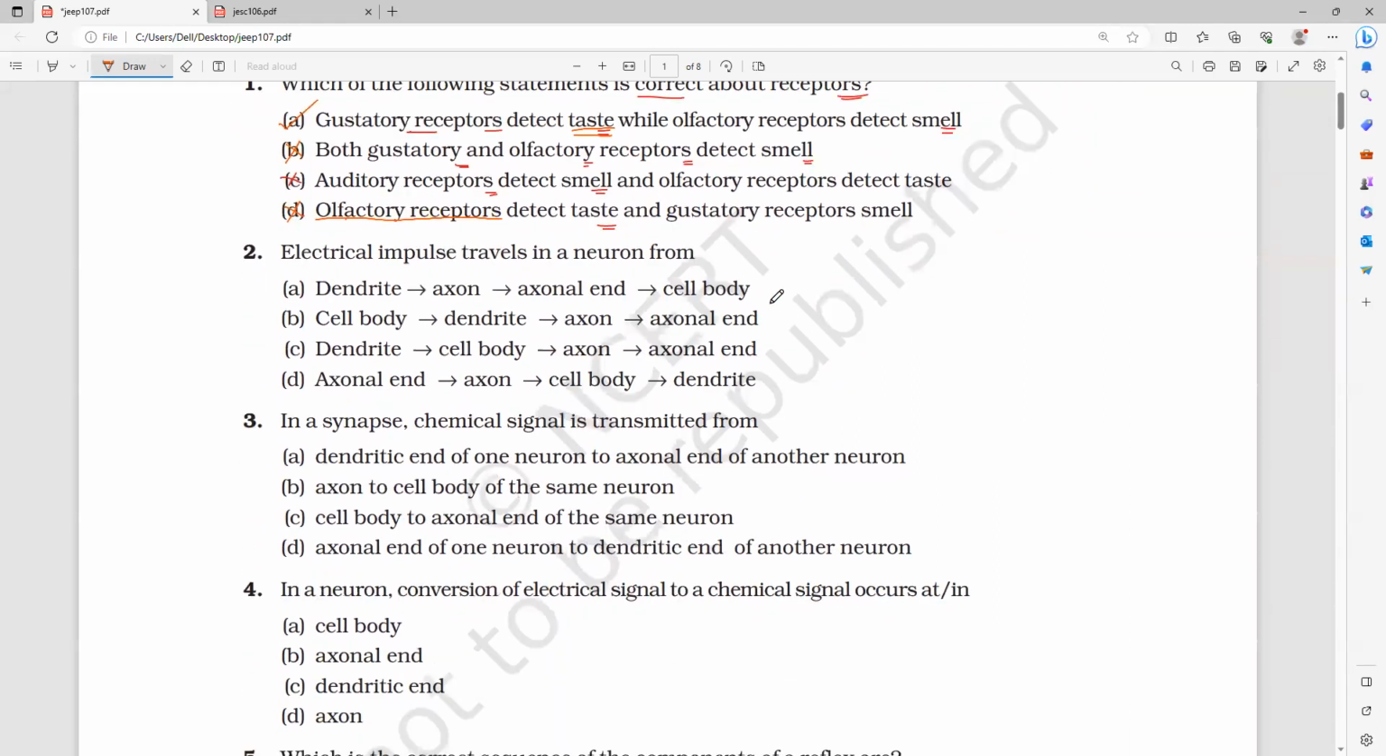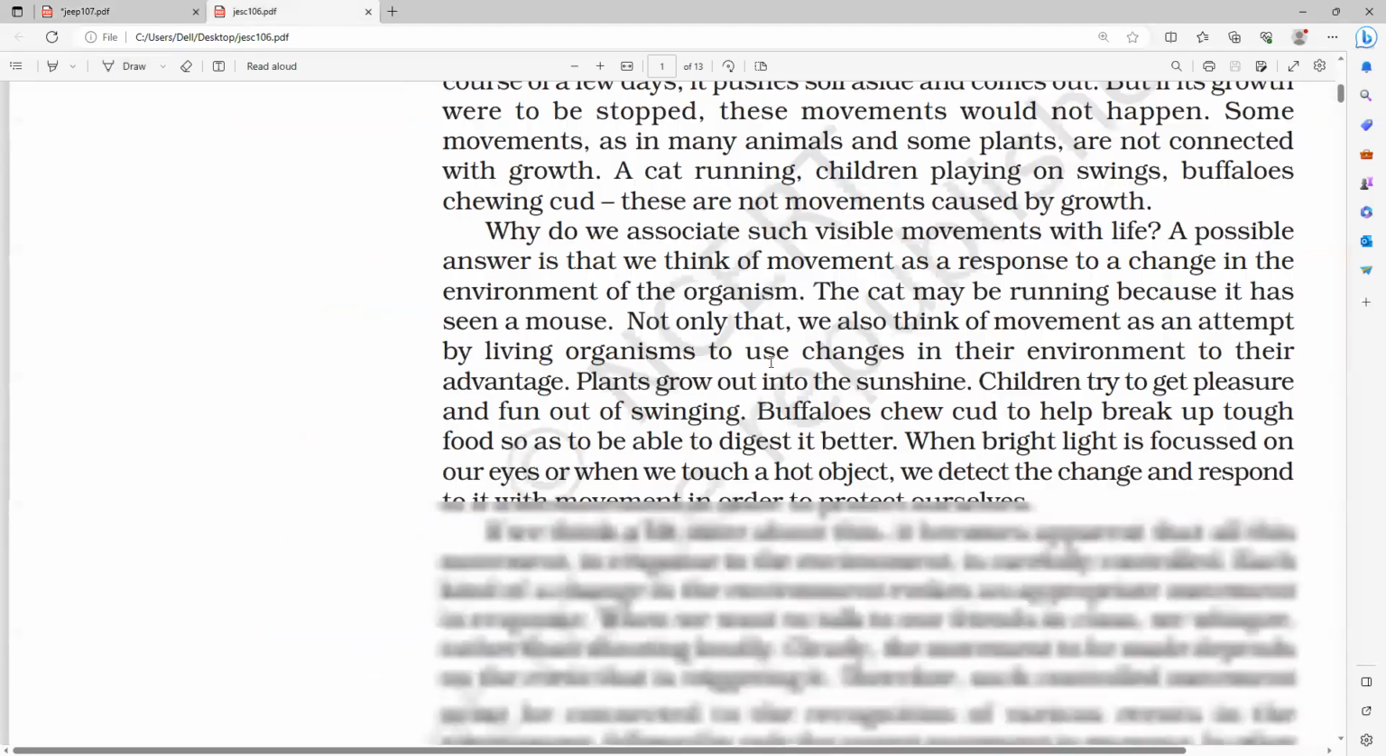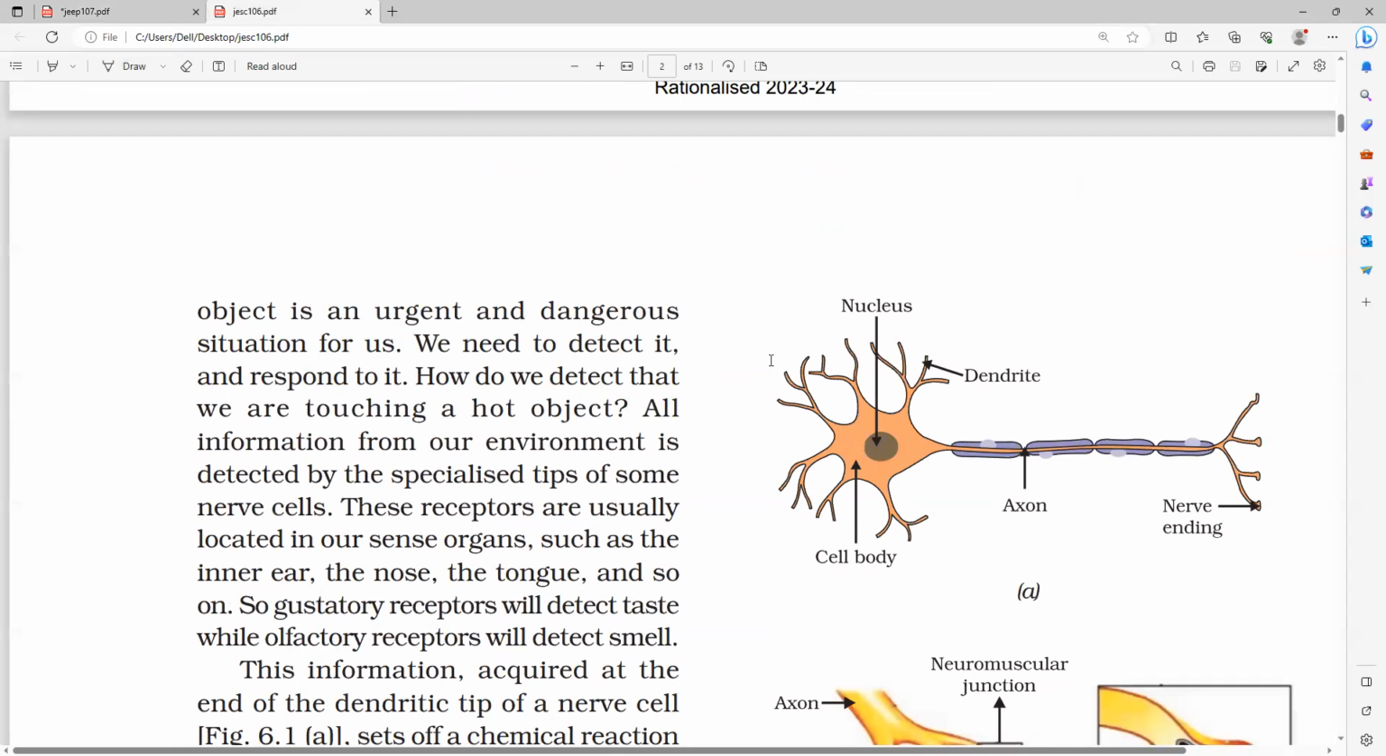Next, electrical impulse travels in a neuron from where to where? Option C. So first one, dendrites. Next, dendrites to the cell body. Then from the cell body, where will it go? Cell body to the axon, and then to the nerve ending. So that is the order: 1, 2, 3, and 4.